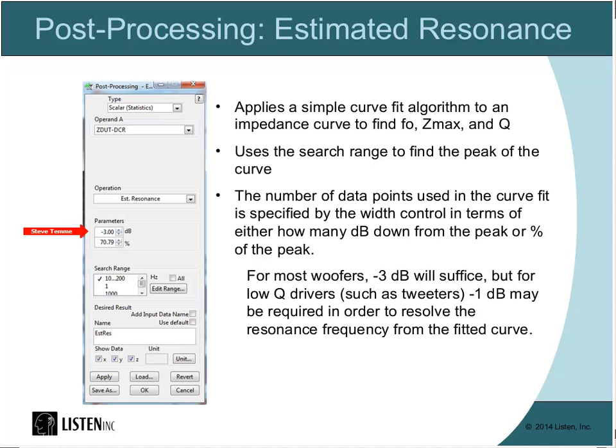Sometimes you'll see NAN, it can't calculate it, and typically that's because it couldn't find the minus 3 dB down points, and you need to change it to something like minus 2 or minus 1.